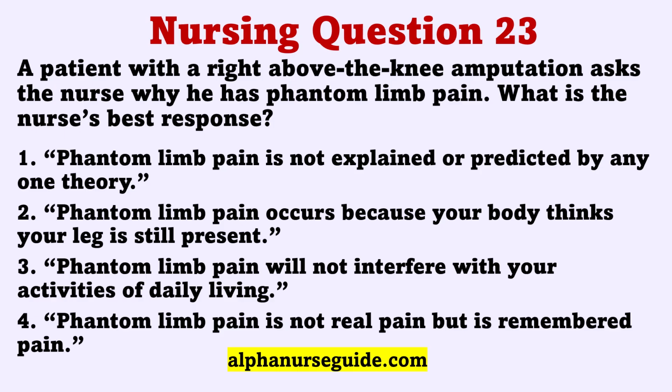The correct answer is 1. Phantom limb pain is not explained or predicted by any one theory. Rationale. 3 theories are being researched with regard to phantom limb pain. The peripheral nervous system theory suggests that sensations remain as a result of the severing of peripheral nerves during the amputation. The central nervous system theory states that phantom limb pain results from a loss of inhibitory signals that were generated through afferent impulses from the amputated limb.